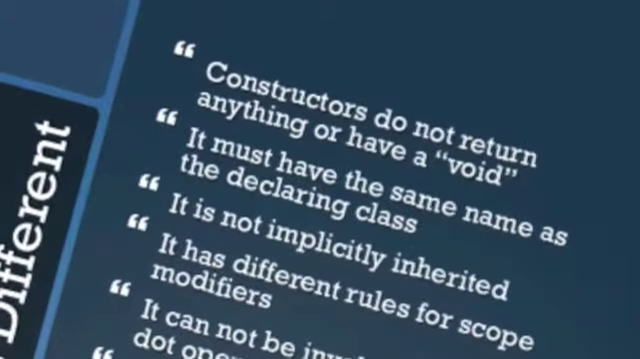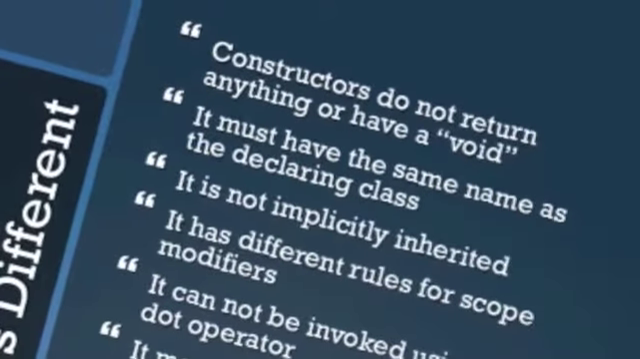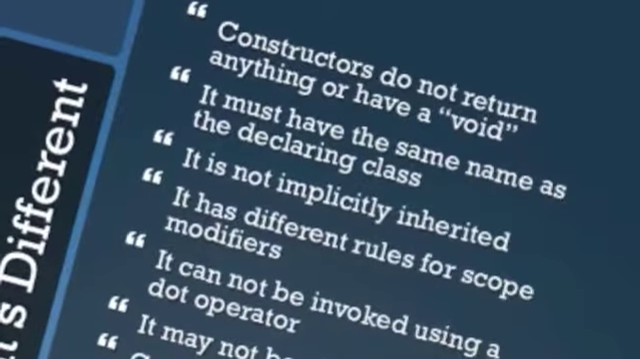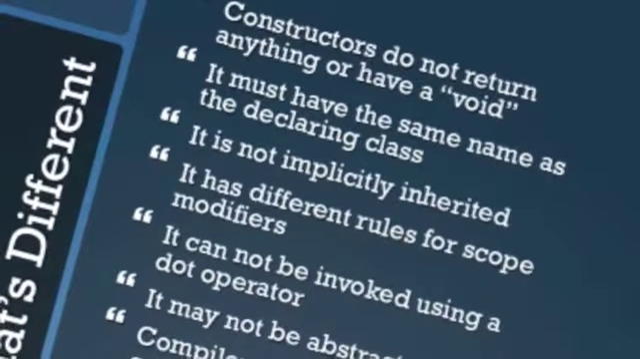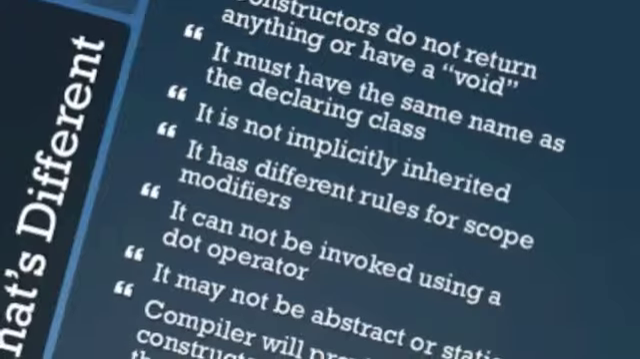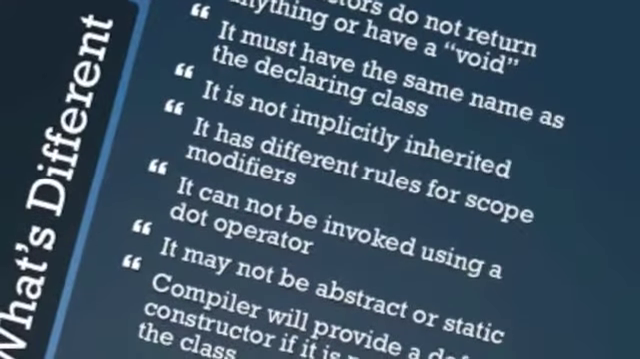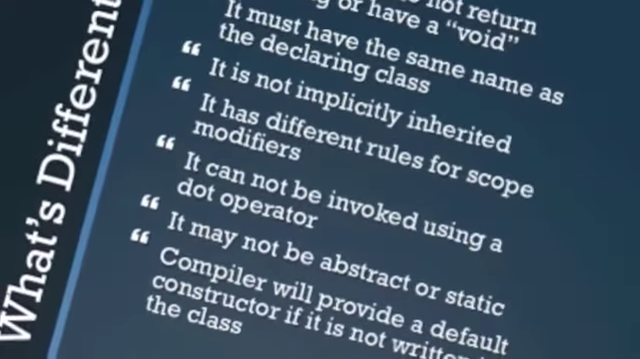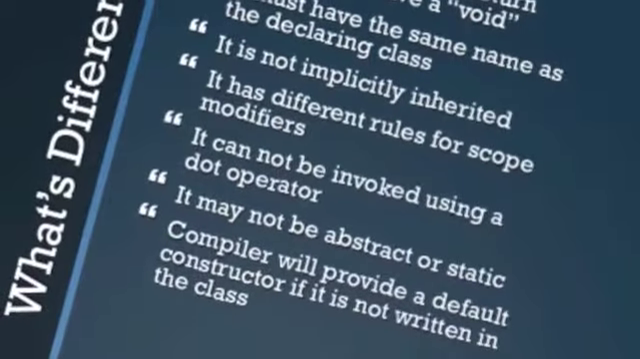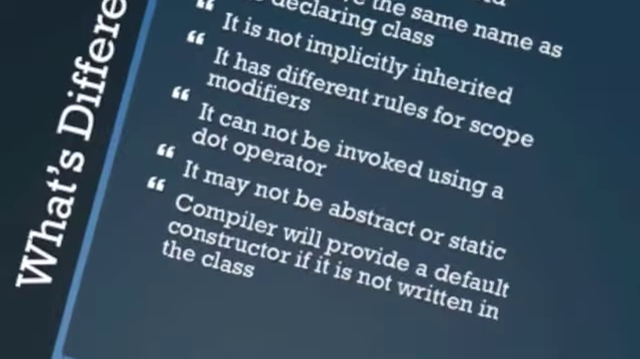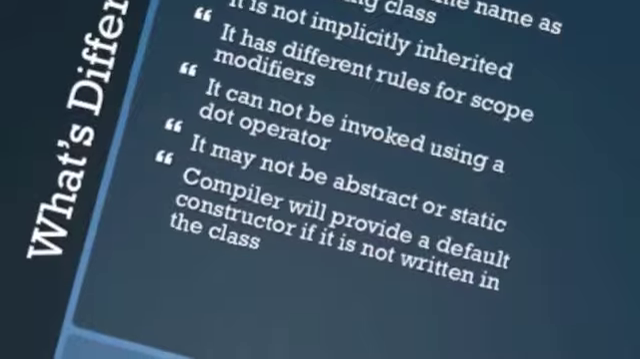Constructors do not have an explicit return type, not even void. A constructor must also have the same name as the declaring class. It is not implicitly inherited, and it has different rules for scope modifiers. It cannot be invoked using a dot operator, and it may not be abstract or static. Finally, the compiler will provide a default constructor if one is not written in the class.